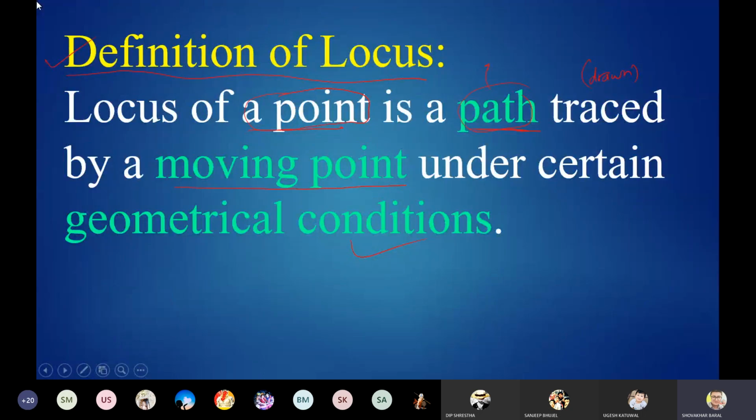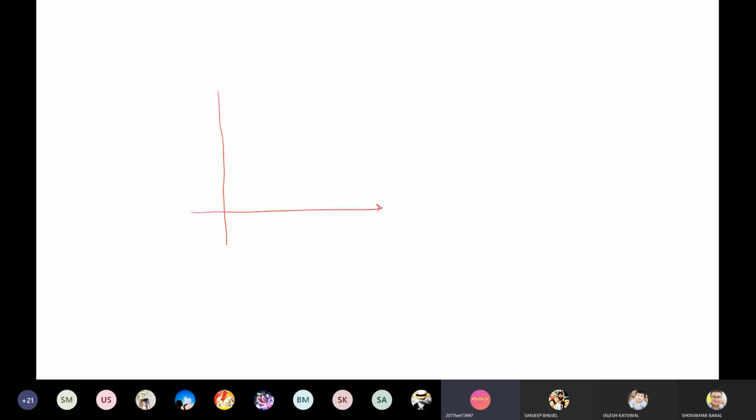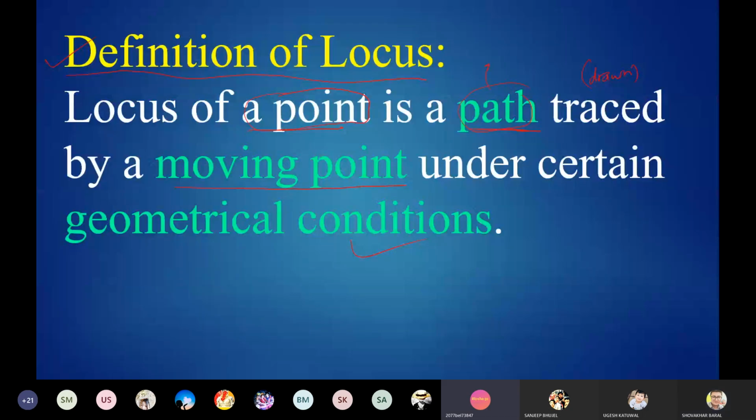What does it mean actually? This is the formal definition. What it actually means, I explained last week also, so let me explain it in brief here. Suppose there is a fixed point. Please don't forget to mute your microphone.